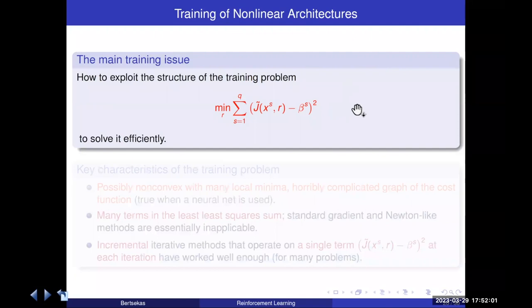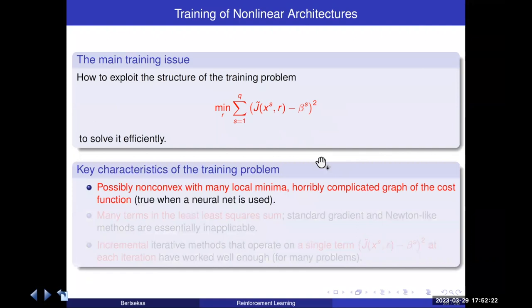Okay, so let's go to this training issue, how to exploit the structure of the training problem, which is a sum of squared terms, a large sum of squared terms. How do we solve this problem efficiently?